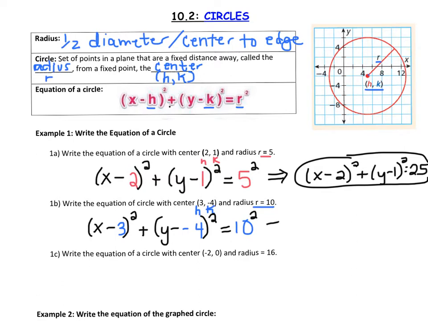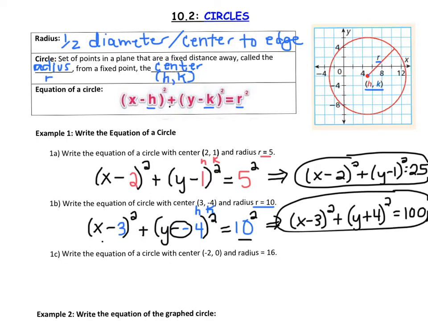So let's simplify this one. Nothing's going to happen with the x minus 3, but the y minus negative 4 will turn to y plus 4, and when we square 10, we get 100.